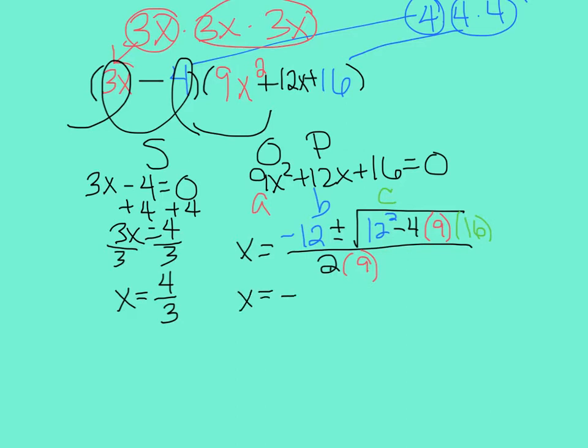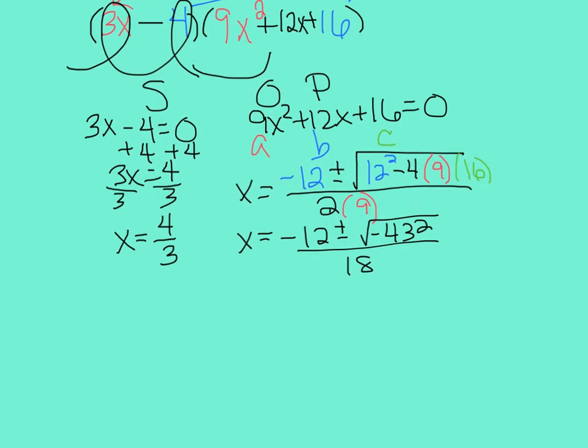So x equals negative 12 plus or minus the square root of negative 432 all over 2 times 9, which is 18. Well, we know that that negative inside the square root is going to make an i. So I can now write this as negative 12 plus or minus i times the square root of 432 all over 18.